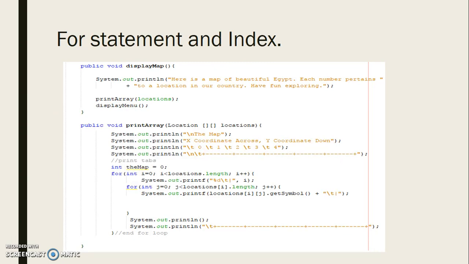So now let's talk about for statements and index. A for statement can be used to navigate through each element in an array. Here we have an example of using a basic for statement with an index. For this example, we must use nested for statements to navigate through all of the elements in an array.